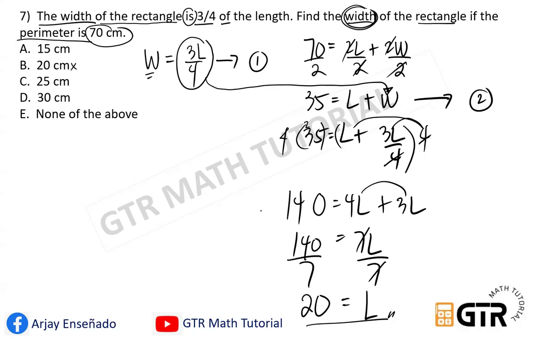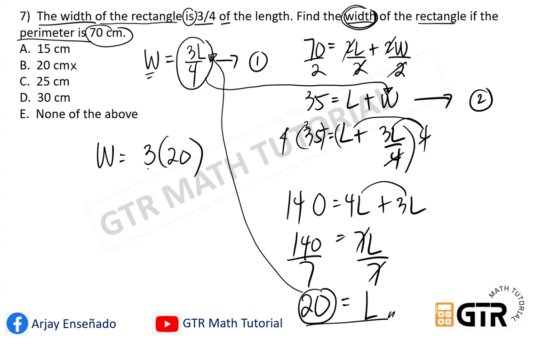To get the value of the width, just substitute this 20 to this L. So therefore, the value of the width is 3 times 20 divided by 4. Simplify 20 divided by 4, that is equal to 5. And then multiply 3 times 5, that is equal to 15 centimeters. The correct answer is 15 centimeters, letter A.